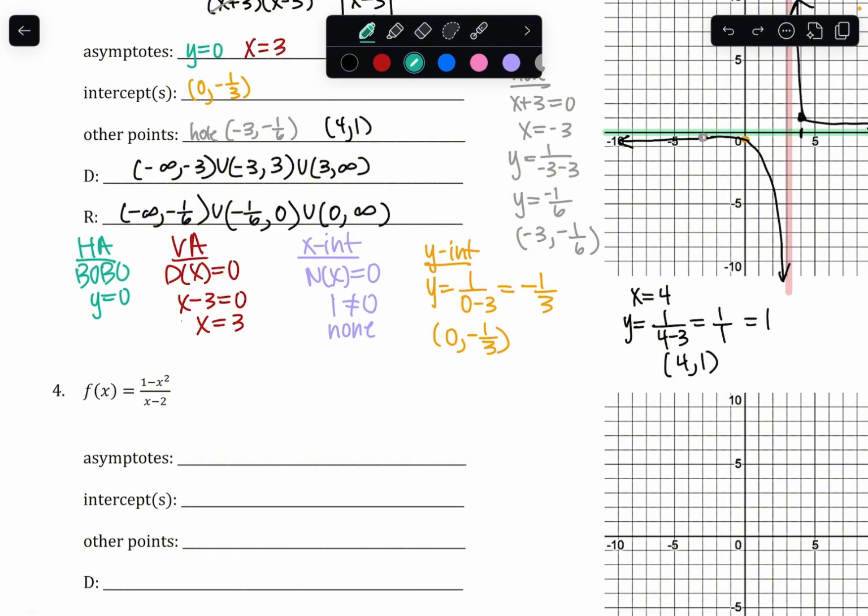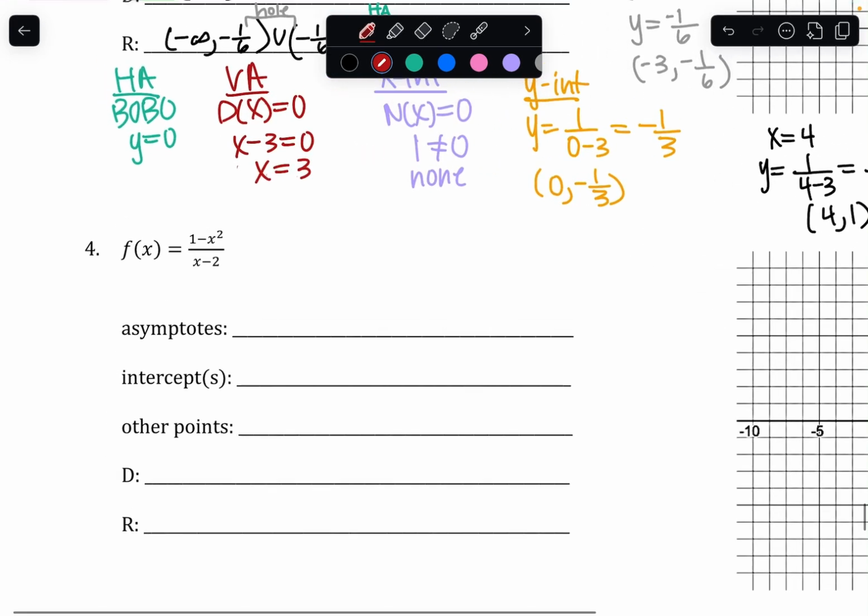Okay, and so this -1/6 was the hole. This 0 was the horizontal asymptote. For the domain, the -3 we skipped over was the hole, and then the 3 was the vertical asymptote.